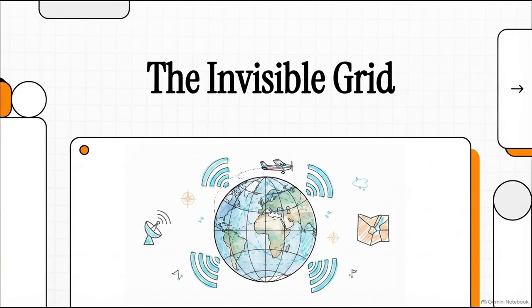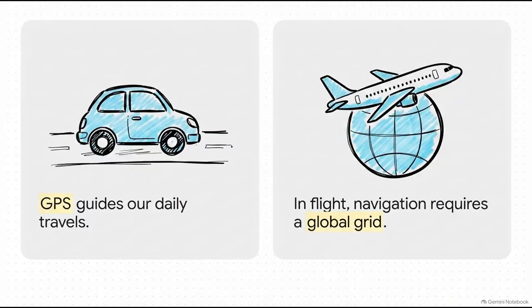Welcome to the Explainer. Today, we're zooming in on the invisible grid. It's literally the backbone of modern travel, but completely invisible to the naked eye. We're going to see exactly how aviation navigation completely strips away the rules of your daily commute and relies on something totally different. It's a quick dive, but a fascinating one for sure. Okay, let's dive into this.